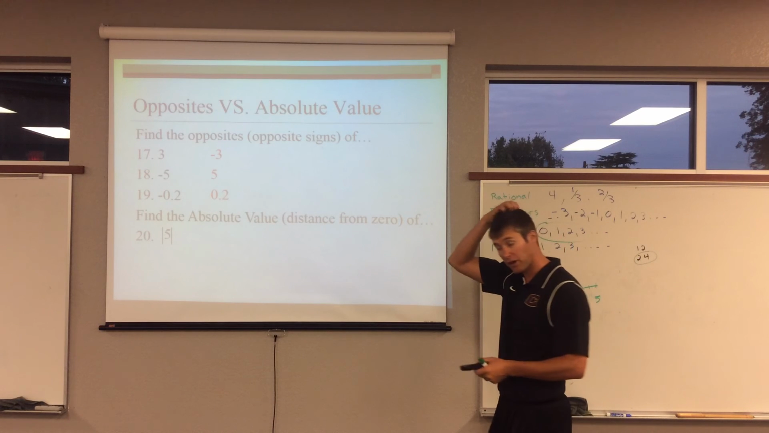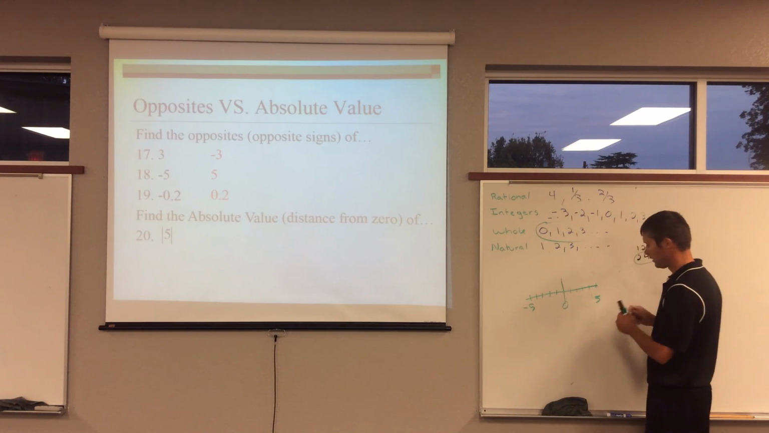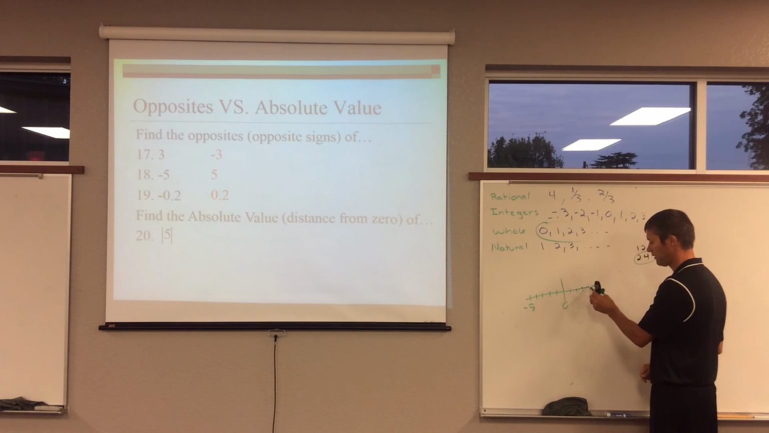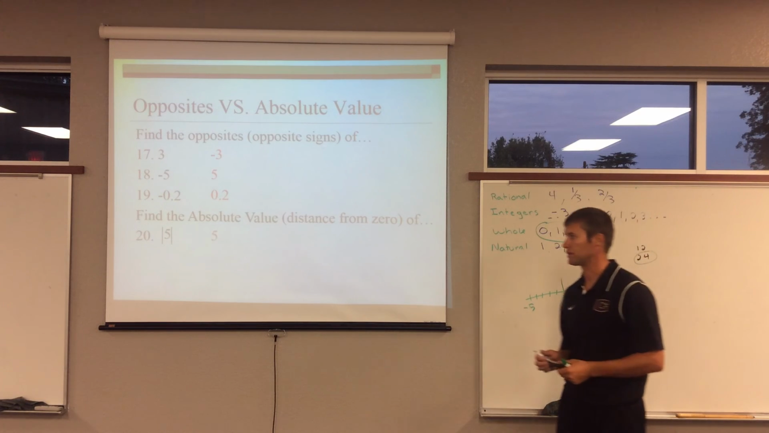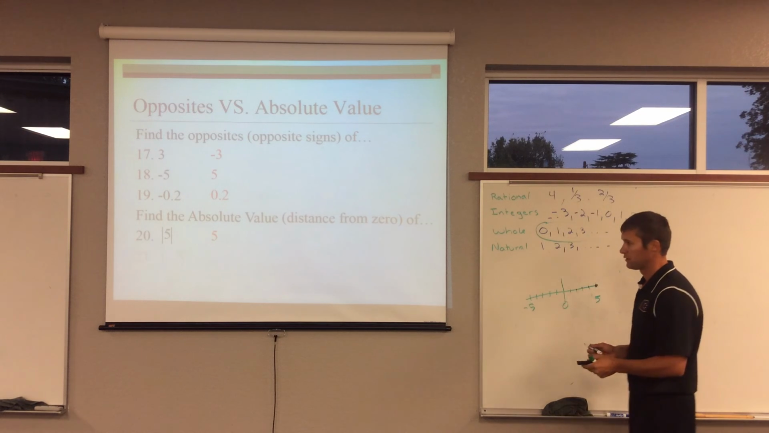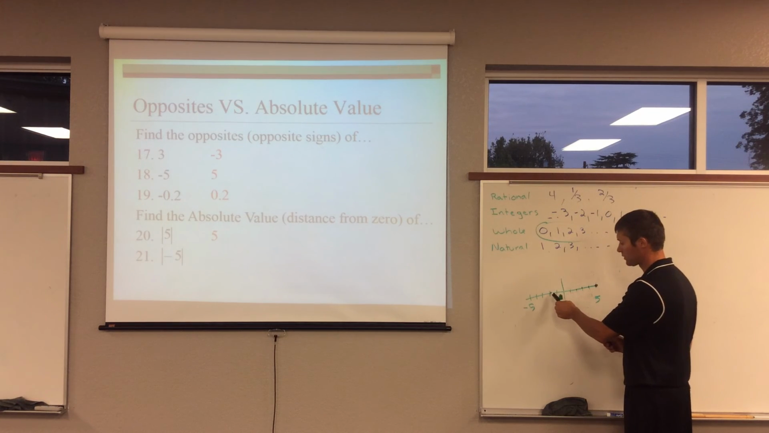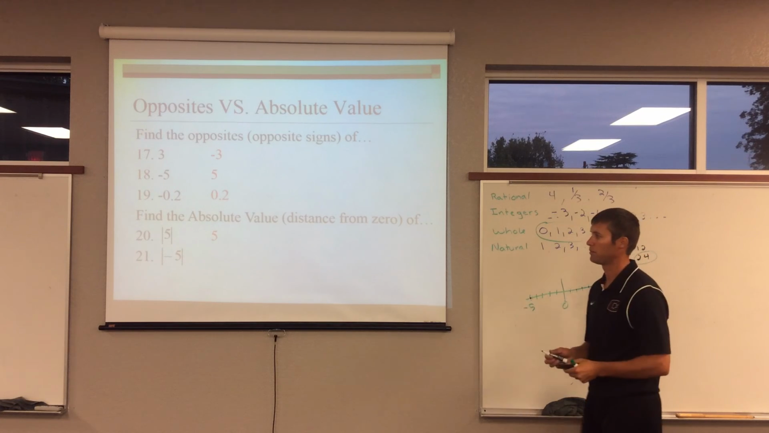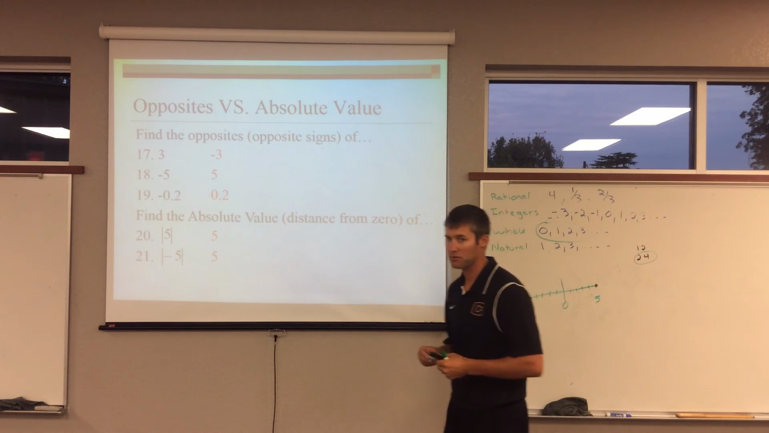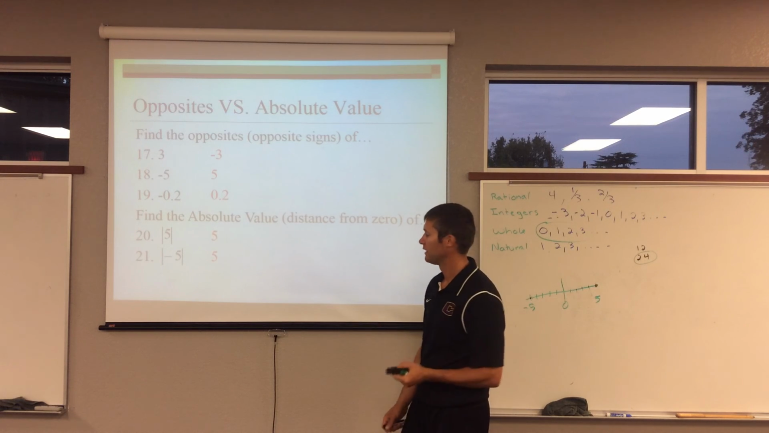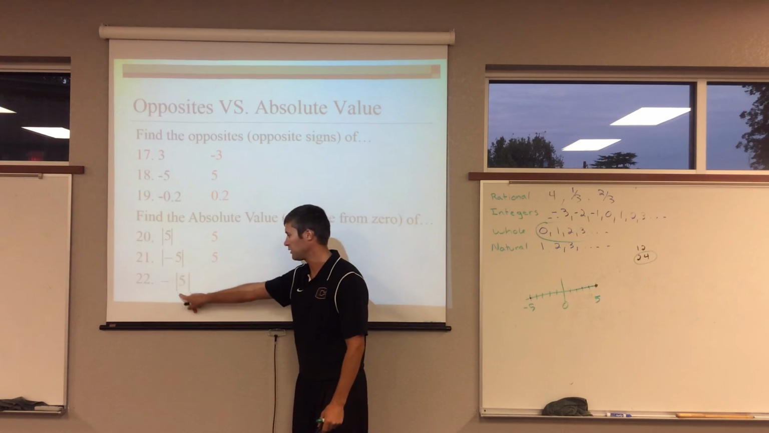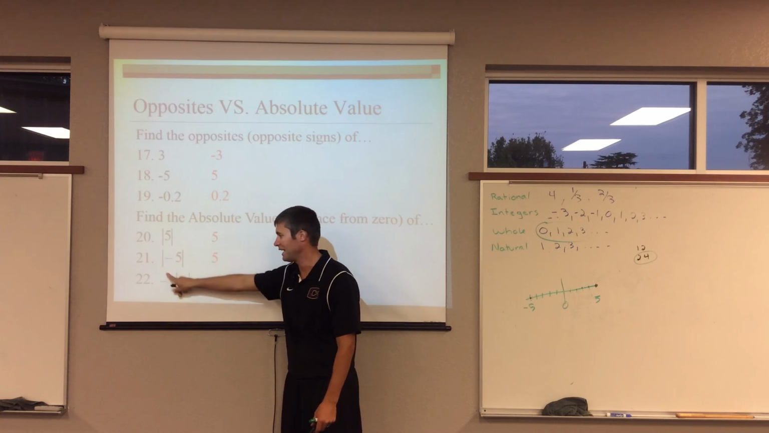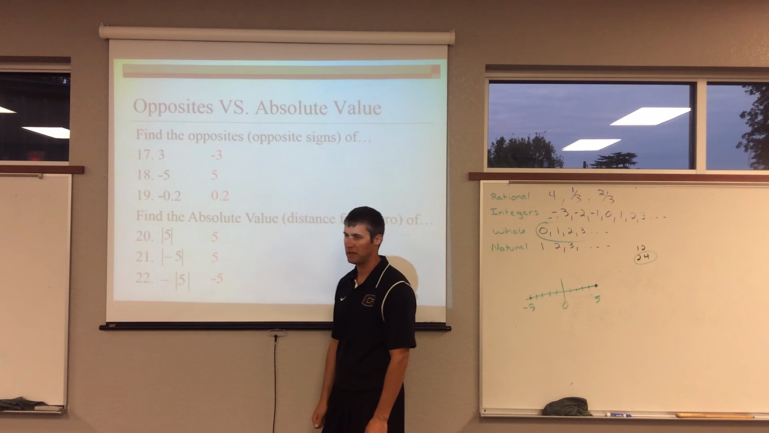What's the absolute value of 5? We want to know how far away 5 is from 0. We can count 1, 2, 3, 4, 5 units. So it's 5. -5, again, 1, 2, 3, 4, 5. It's 5 units away, so we put 5 out there. Once again, absolute value is always positive. The last one's a little bit tricky. The absolute value of 5 is 5, and then you apply the negative. Since the negative is on the outside, that's why that would be negative.